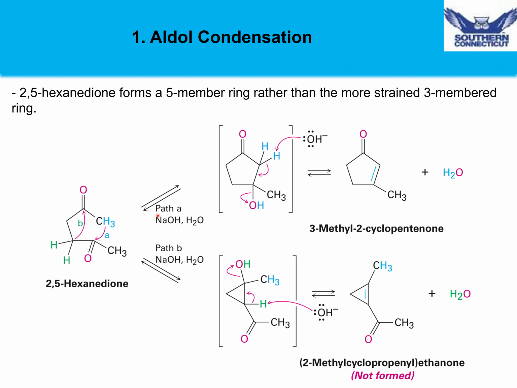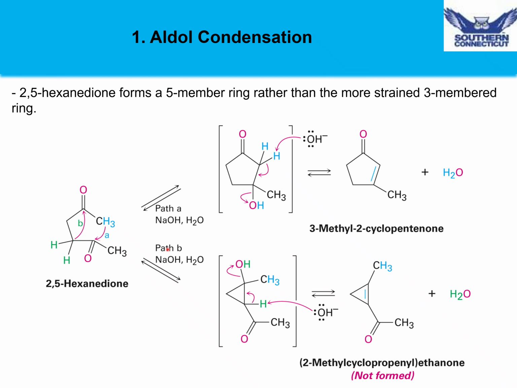If we add base to this dicarbonyl compound, there's 2 possible alpha hydrogens that can be deprotonated. So if we remove this one, as we saw on the previous slide, we can cyclize onto this carbonyl to form this beta hydroxy carbonyl initially, and then base would remove another alpha hydrogen, form a double bond here by eliminating the hydroxyl group. And so we end up with a cyclic enone as a product.